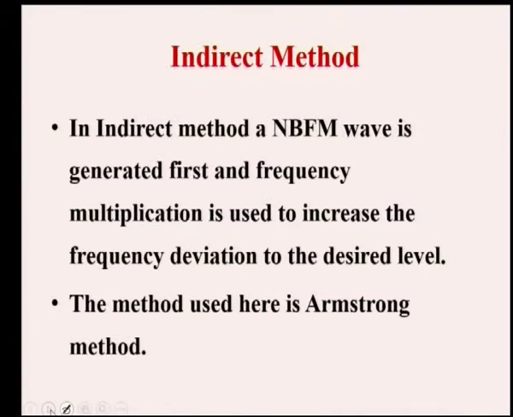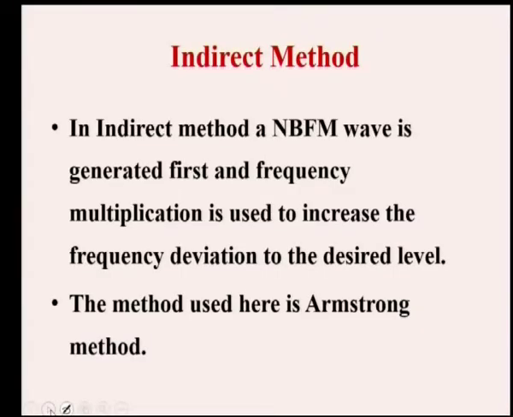The next one is the indirect method. In the indirect method, a narrowband FM is generated first and frequency multiplication is applied to increase the frequency deviation to the desired level. This indirect method is almost the same as wideband FM generation. How is wideband FM generated? First, a narrowband FM is generated, and then using frequency multipliers we change the frequency, and then using certain filters we can easily extract the required frequency. So, this is the indirect method.